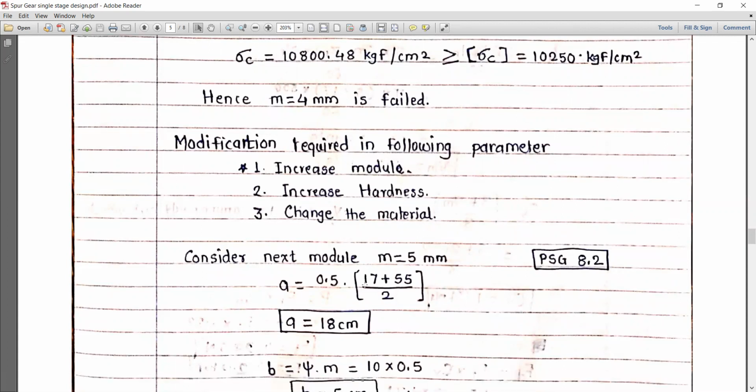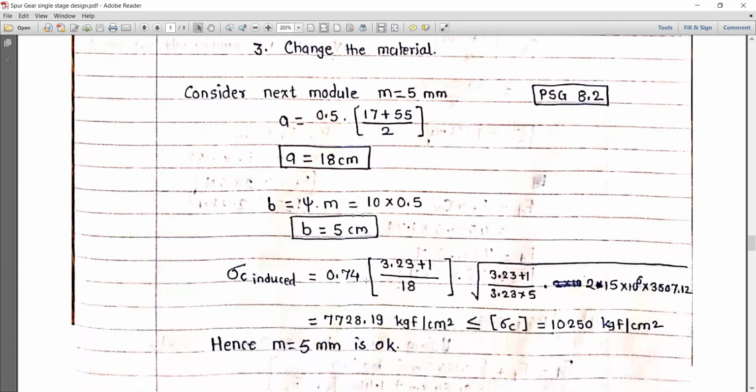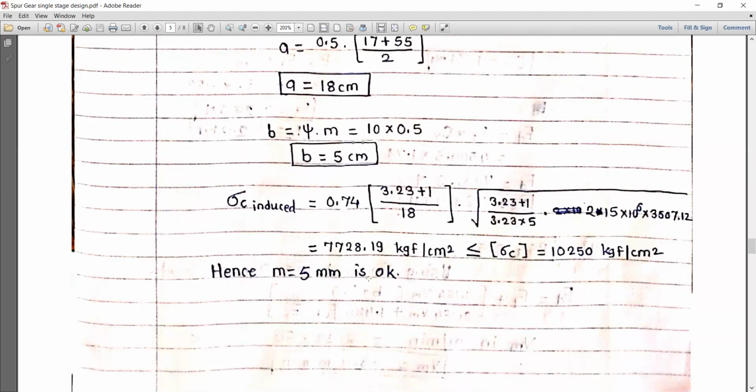So let's see, next preferred series se hum log kya module lenge, that is M is equal to 5. Okay, now need to calculate two parameters, that is center distance and face width. So yahan se hum log value center distance A ka value find out kiya, that is 18 centimeter. B ka value find out kiya, that is 5 centimeter. Again, put all the values in the equation. Baki ke same parameter se E ka value same rahega. बाकी के पैरामीटर सेम हैं, ओनली चेंजिंग इज एज अ मॉड्यूल चेंजेस द सेंटर डिस्टेंस एंड फेस विड्थ गेट चेंज. ओके, तो ये चेंज होंगे, बाकी के वैल्यू सेम ही रहेंगे.